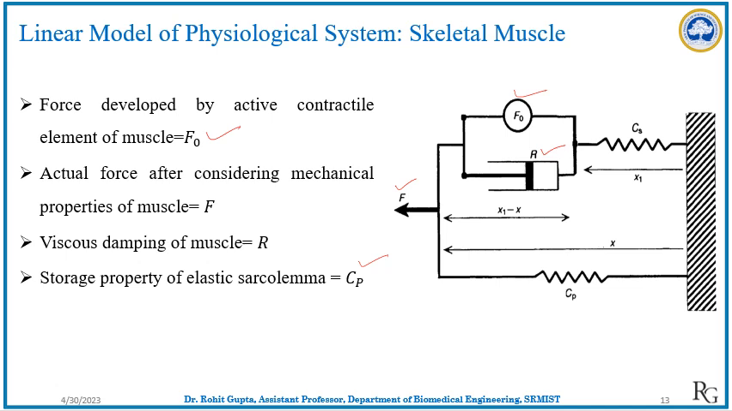These elements, this particular element and this particular element, are depicting the spring, and these are not the spring coefficient. That Cp is not the spring coefficient. This is the inverse of the spring coefficient, that is known as the compliance. Similarly, the storage property of muscle tendon is represented as Cs.